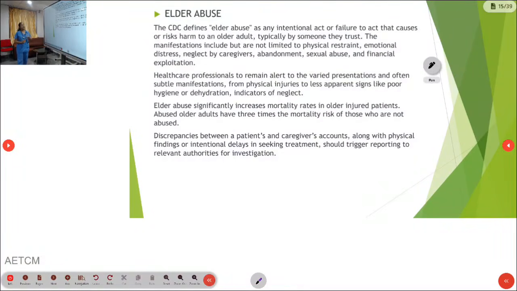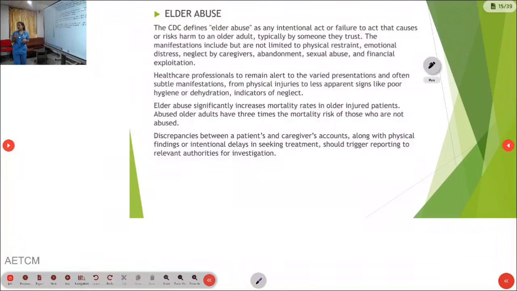Elder abuse is something that is newly added in the ATLS 11th edition. Elder abuse, according to the CDC, is defined as an intentional act or failure to act that causes or risks harm to an older adult, typically by someone they trust. Its manifestations include but are not limited to physical restraint, emotional distress, neglect by the caretaker, abandonment, sexual abuse or financial exploitation.